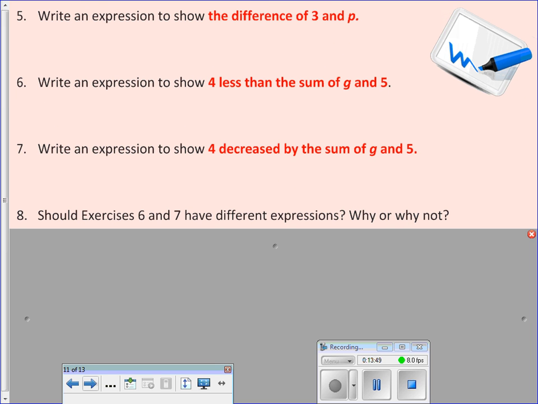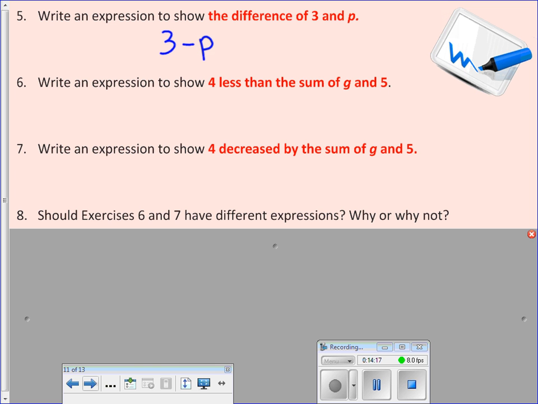Write an expression to show the difference of 3 and P. Difference means subtract. So 3 minus P. This time I'm starting with the 3 and taking away from it. Those mean two very different things. 4 and 5 mean very different things.